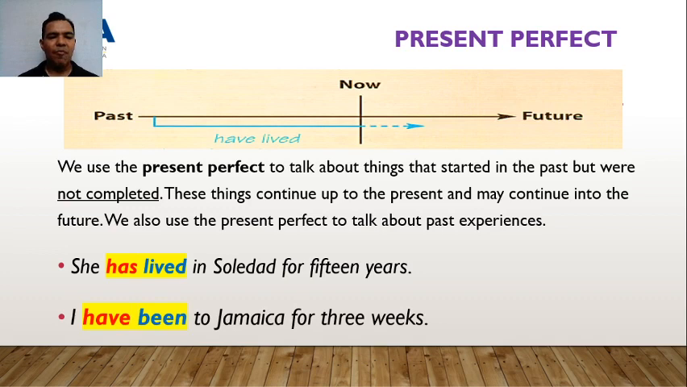Another example, I have been to Jamaica for 3 weeks. I mean that I was in Jamaica sometime in the past during 3 weeks, but it was an experience, so I used present perfect. But how can we make present perfect sentences?